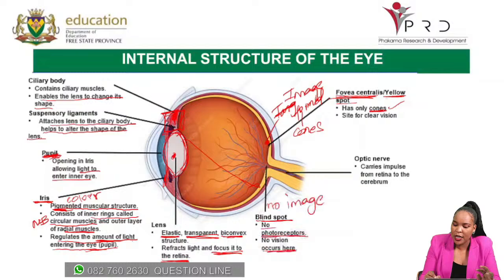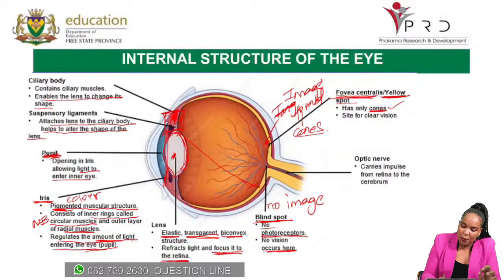So the difference between the yellow spot on the retina and the blind spot on the retina is that on the yellow spot, an image is going to be formed by the cones because it has the photoreceptors, the cones. But on the blind spot, there's no image that is going to be formed because there are no photoreceptors. So there is no vision occurring there.